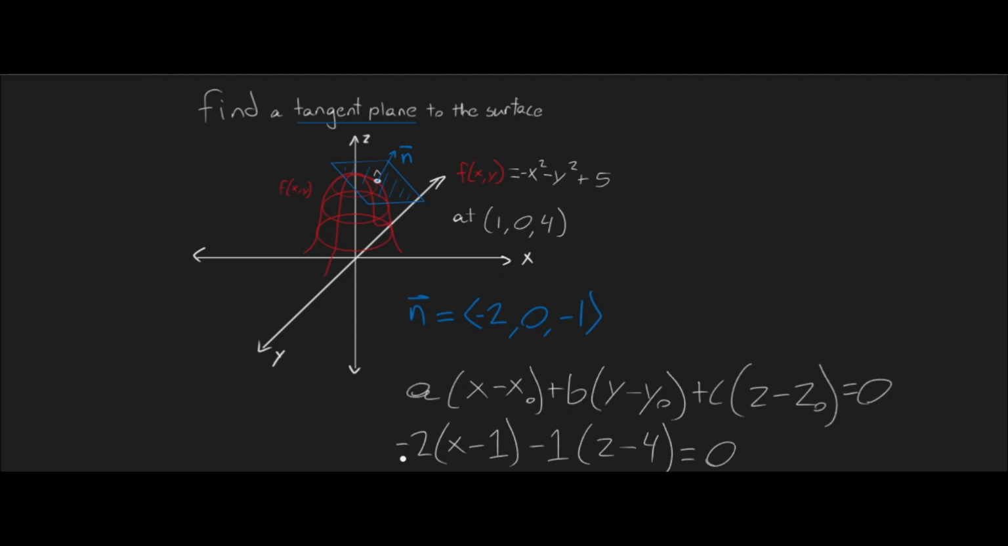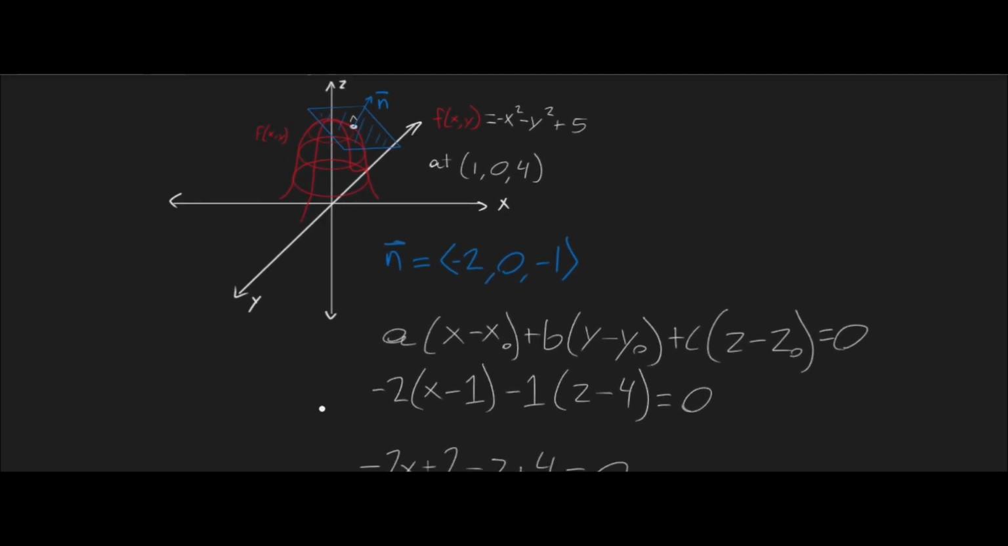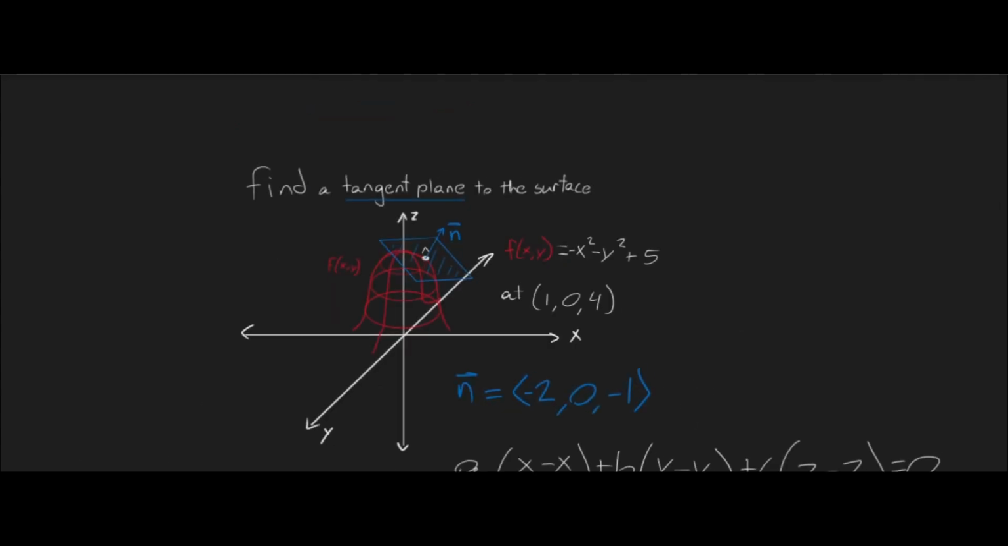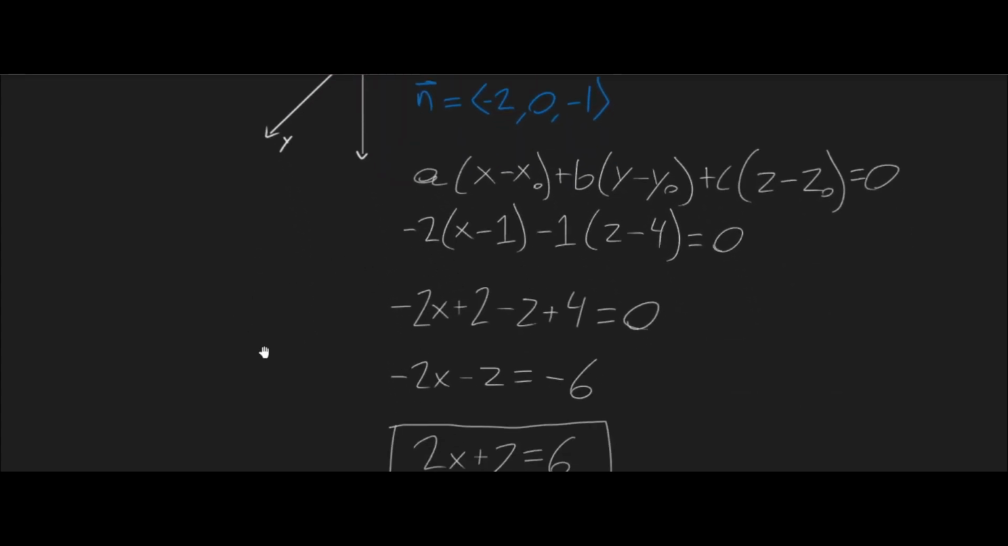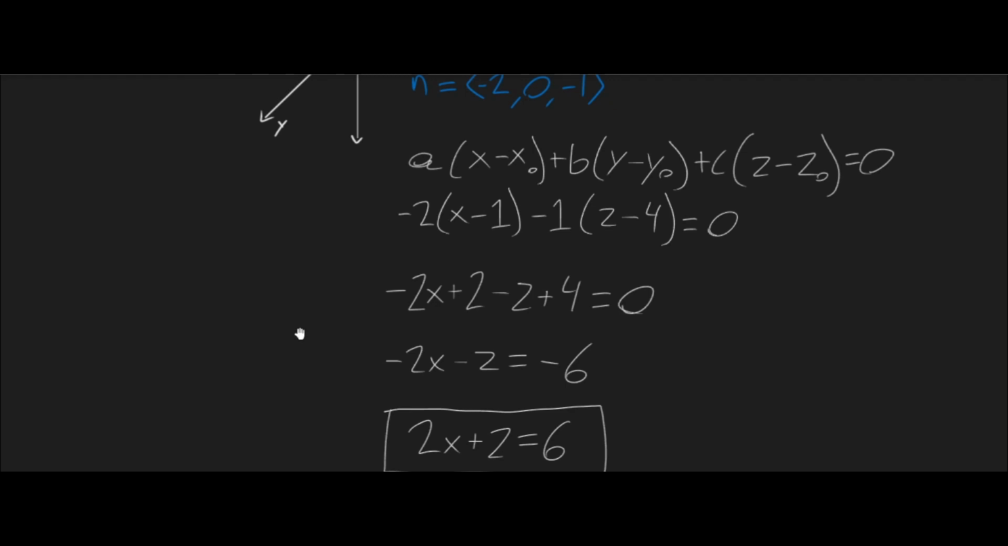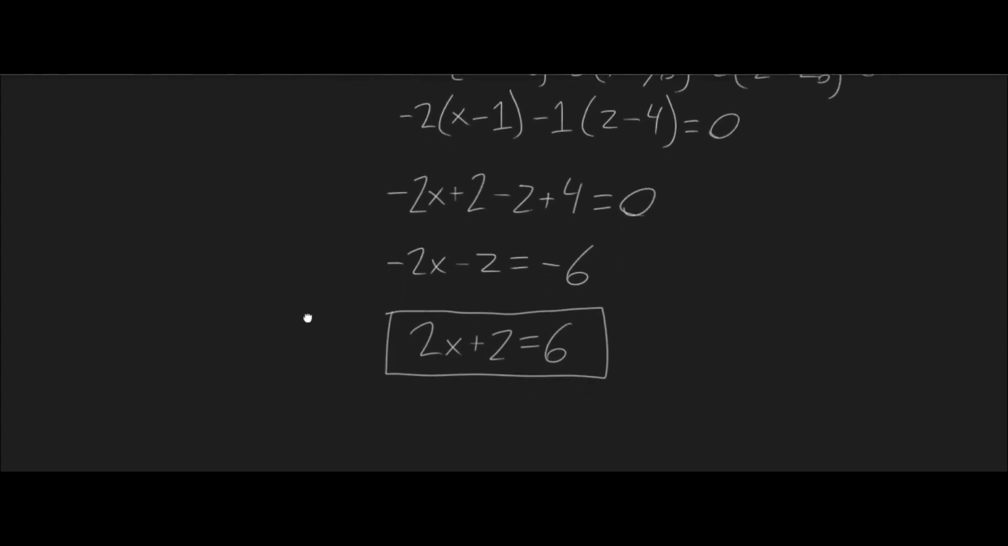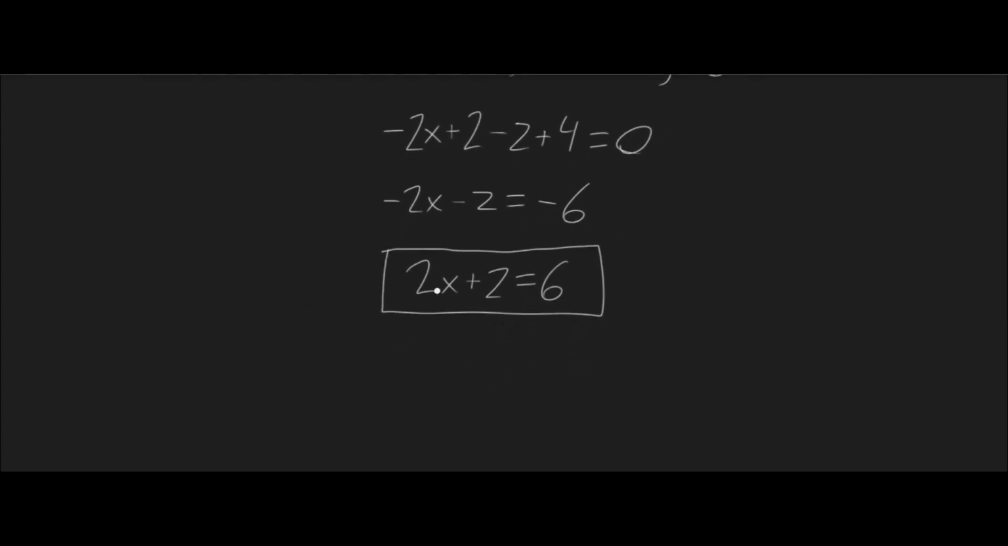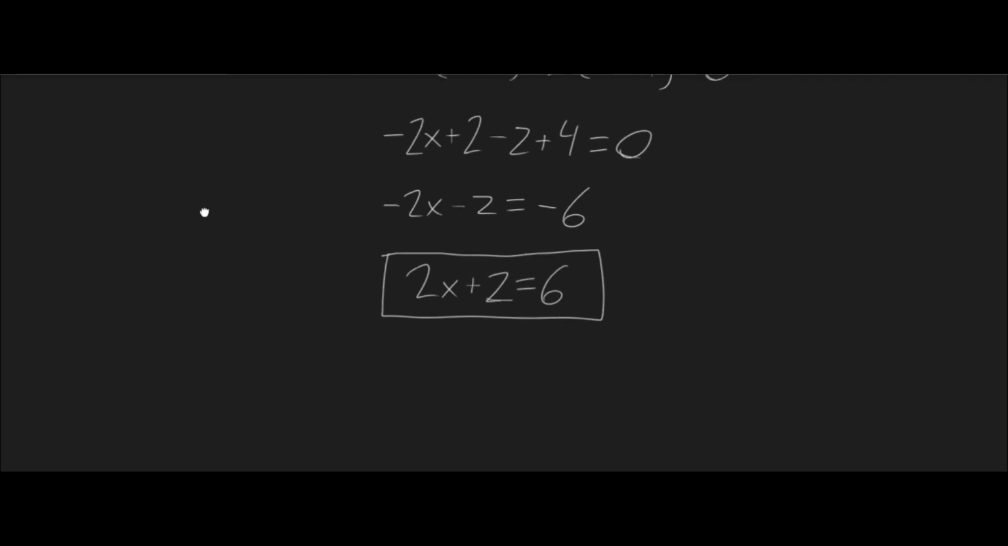So when we plug in the numbers, we get negative 2 times x minus 1, and since the y component is 0, there's nothing there, minus 1 times z minus 4 equals 0. And then when we distribute, we get negative 2x plus 2 minus z plus 4 equals 0. And we can rewrite this as our equation for the plane, which is 2x plus z equals 6. And this will be our equation for the tangent plane to the surface at this point.